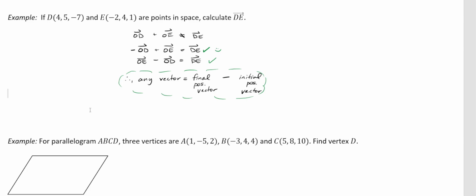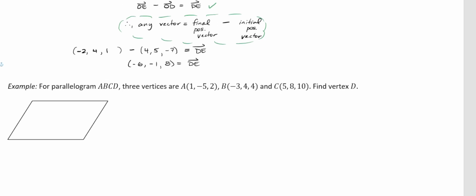Okay, so let's sub these in. OE is -2, 4, 1, and OD is 4, 5, -7, and that should equal DE. So final minus initial is equal to the vector DE. And again, we just have to now subtract components: -2 minus 4, 4 minus 5, 1 minus -7. So -6, -1, 8 is equal to vector DE.